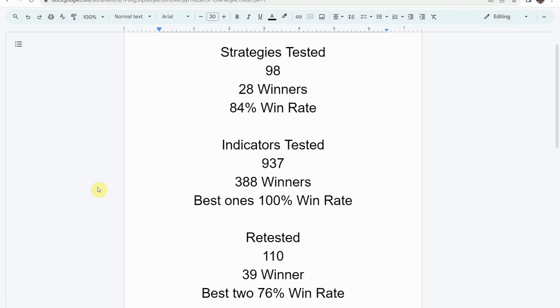We've also tested a total of 937 indicators with 388 of them being winners. The best ones so far were able to achieve a 100% win rate. Now you need to go back and watch those videos to understand the context of how they were able to achieve that. So go back and watch those videos and see what you can get out of those winning indicators. We've also retested in the advanced testing 110 of the winning indicators. 39 of them have been able to maintain the winning status, the best two, a 76% win rate. Now keep in mind that we test most of these indicators and strategies on the Forex and crypto market, but they can be applied to just about any market and time frame universally.